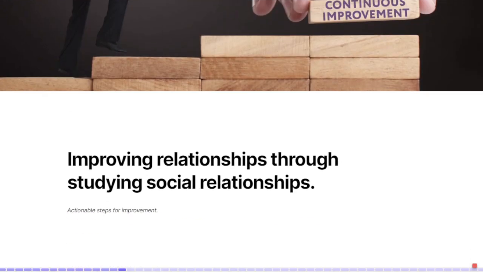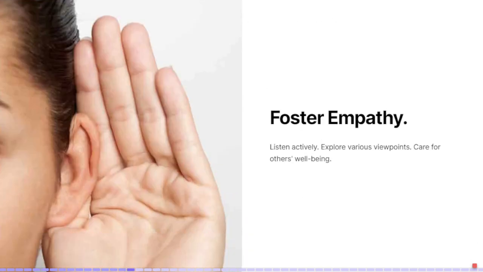The enhancement and improvement of relationships stem from the application of key ideas derived from various studies of social relationships. So, meron kitang mga actionable steps that would contribute to improvement. First, you cultivate or foster empathy. What do we mean by this? We actively listen to others, we consider different perspectives, and we show genuine concern for others' well-being. So we care for their viewpoints, and we always try to cultivate their well-being as well, not just ours.